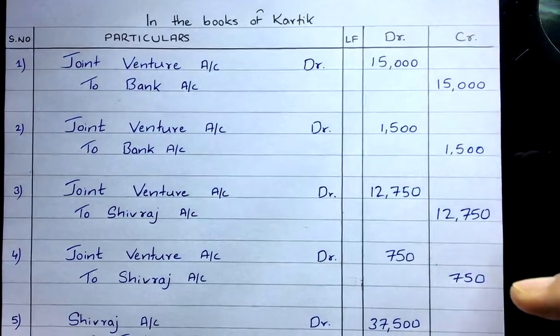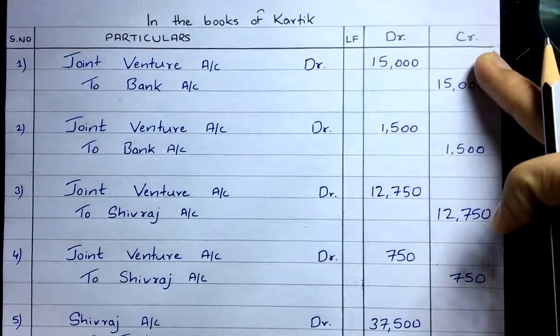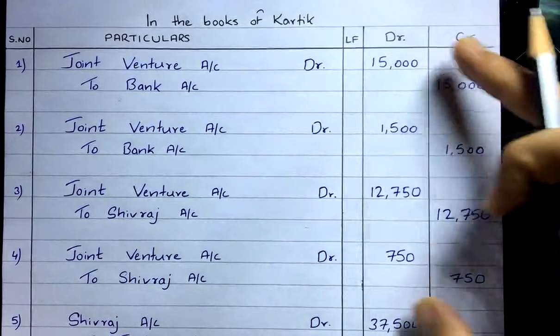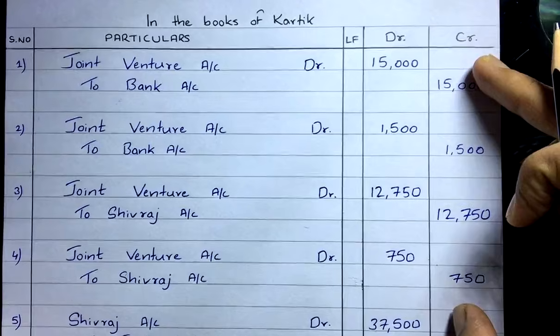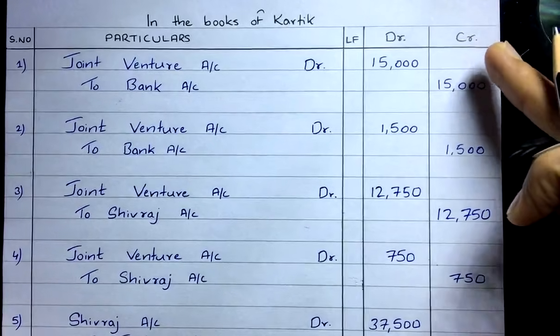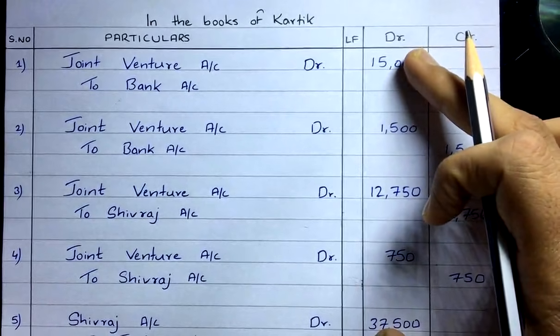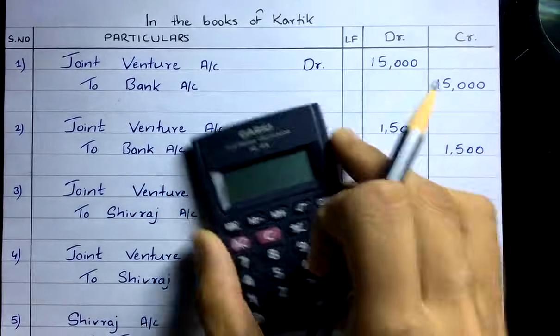That means if revenue is more, then it is profit. Yes, if you have income more and expense less, then it is profit. So the same concept applies over here. If the credit side is more, it is profit. If debit side is more, it is loss. Okay, so here let's check joint venture account.